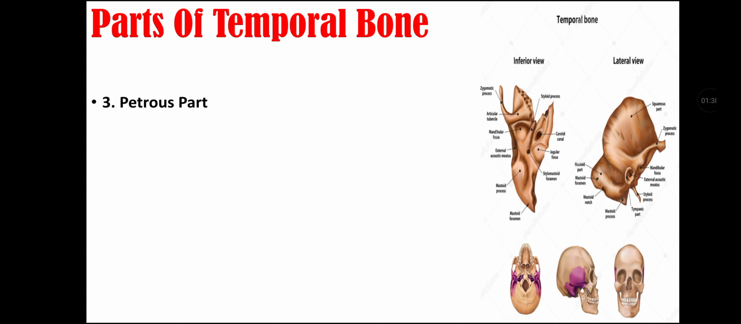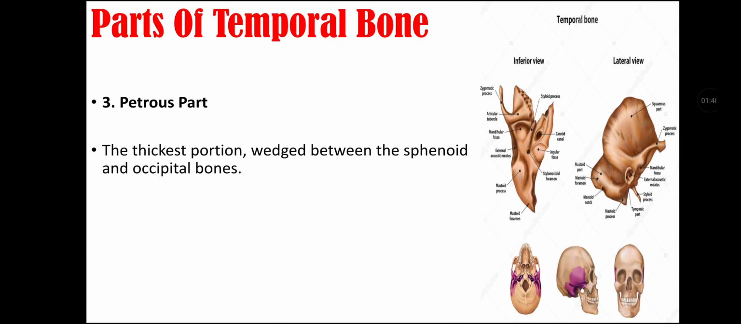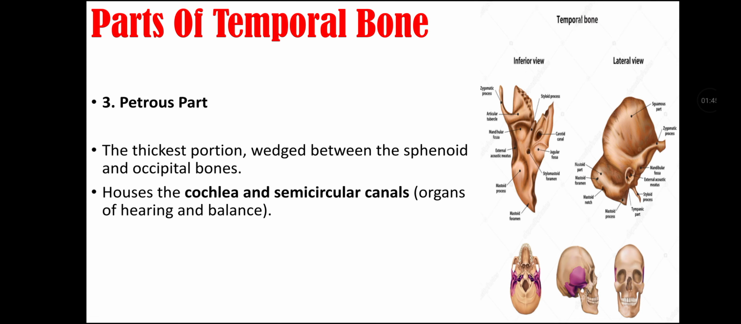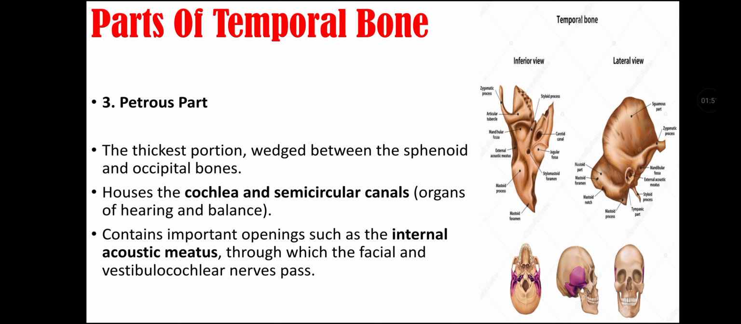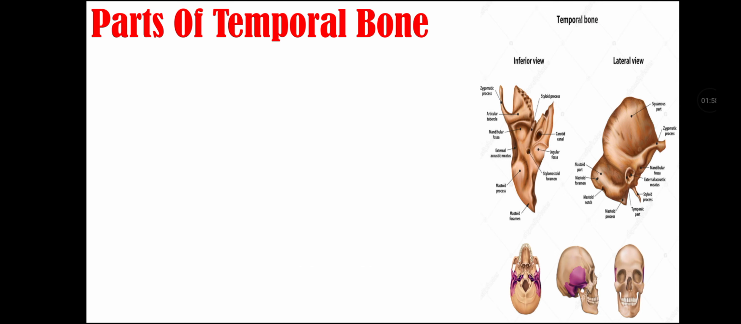Next part of temporal bone is petrous part. It is the thickest portion that is wedged between the sphenoid and occipital bone. It houses the cochlea and semicircular canals that are basically organs of hearing and balance. It contains important openings such as internal acoustic meatus through which the facial and vestibulocochlear nerves pass.